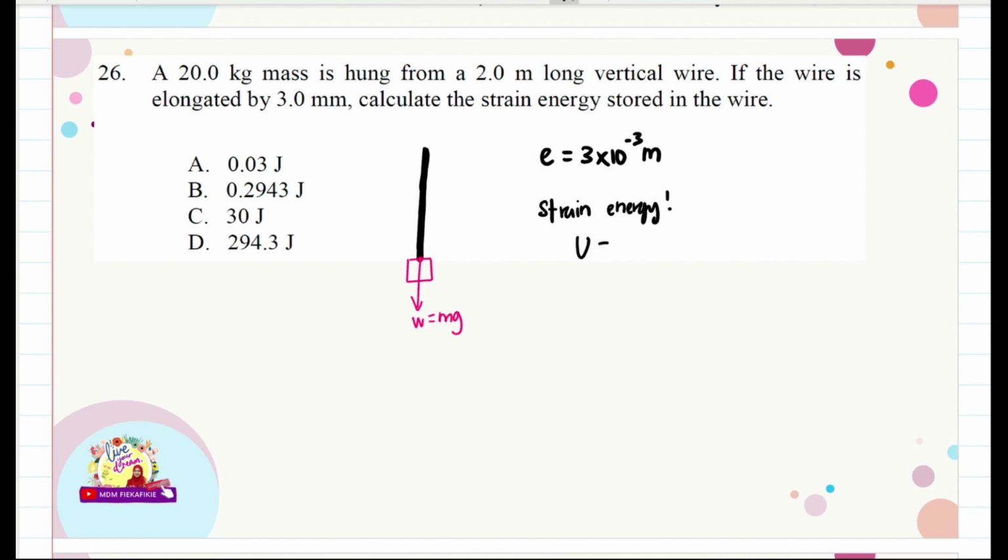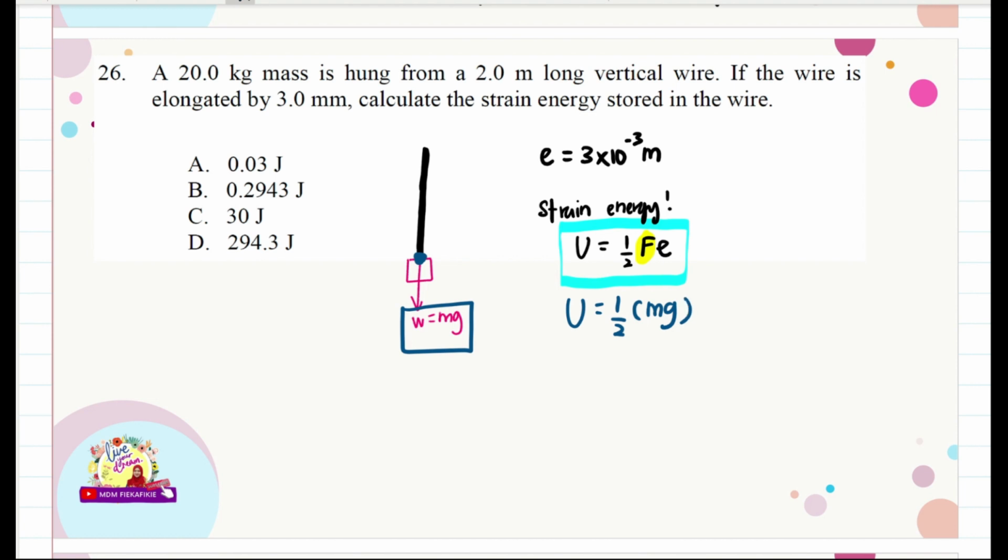U is equal to half Fe. So this is the equation of strain energy. So F ini apa dia? Ini adalah force yang kita letakkan pada tali tersebut. Means that in this case, the amount of force that we put on the string adalah mass tadilah, adalah weight of the mass. So kita akan masukkan U is equal to half. F kita adalah force yang kita letak pada wire tadi adalah the weight of the mass, mg, times E.